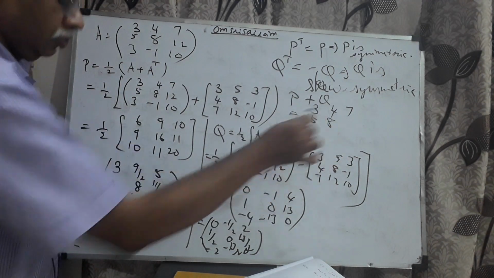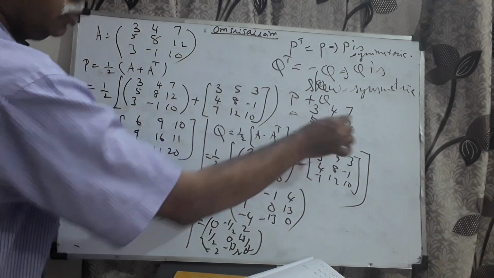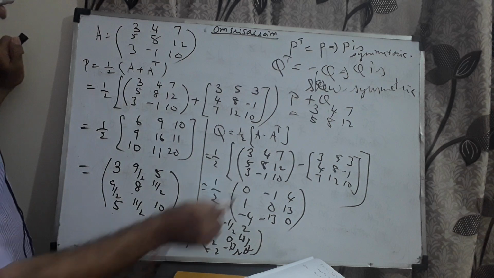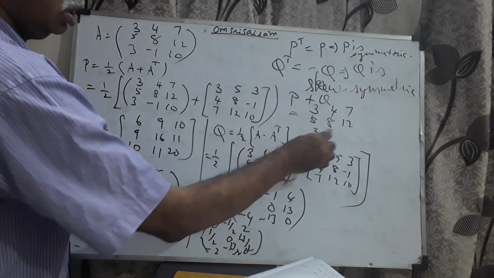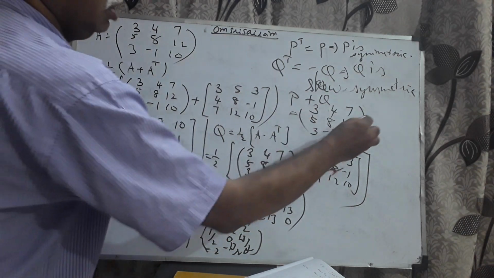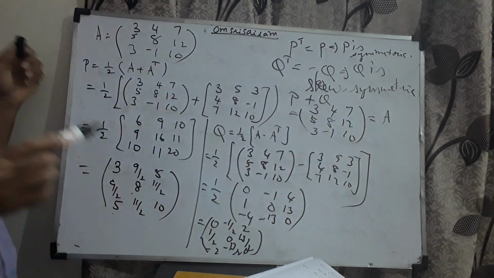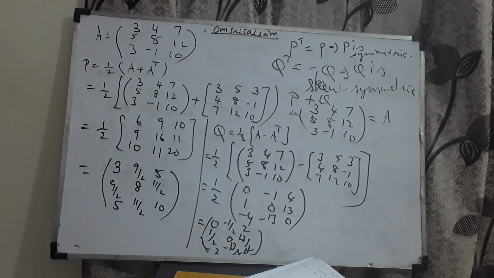8 plus 0 is 8. Then 11 by 2 plus 13 by 2, which is reduced to 12. Then 5 minus 2 happens to be 3. 11 by 2 minus 13 by 2 happens to be minus 1. 10 plus 0 is 10, which is anyway reduced to A. Therefore, the conclusion: A is written as a sum of a symmetric matrix and a skew symmetric matrix.